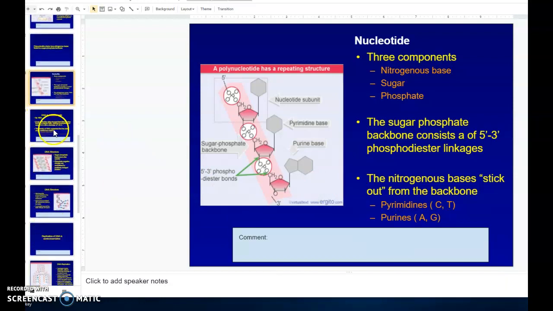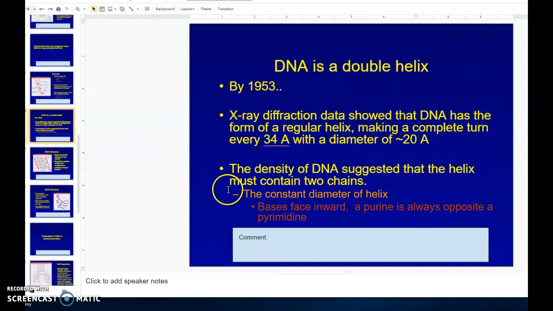So next slide here. This next slide is talking about the DNA as a double helix. Now, in biology, when we're talking about something that is a helix, we are talking about something coiled like a spring. And a double helix means that there are two backbones, in this case, phosphate, sugar, phosphate, sugar, phosphate, sugar, that are spiraling from one point to another.